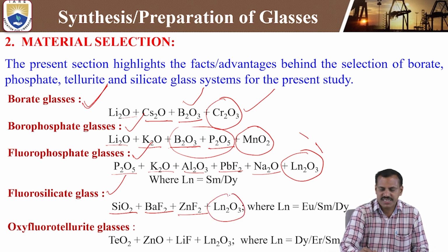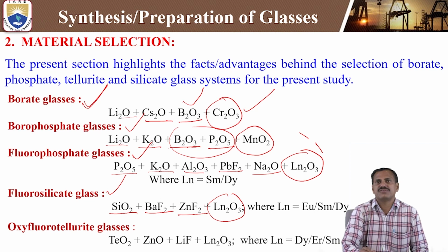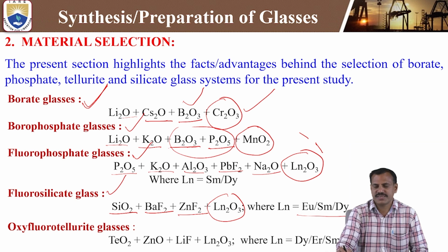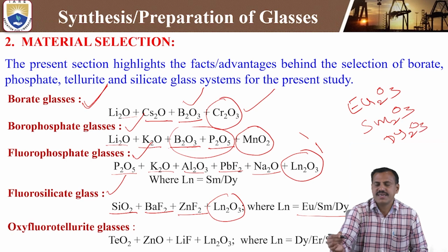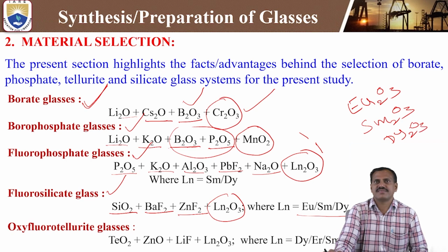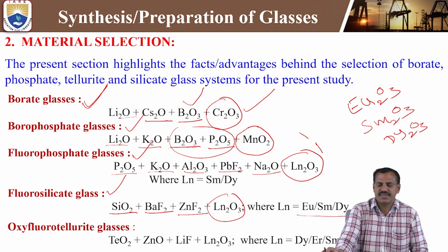In the case of fluorosilicate glasses, we take different kinds of lanthanide ions: europium oxide, Eu2O3, europium trioxide, samarium Sm2O3, and dysprosium Dy2O3. These are the lanthanide or rare earth ions. We are doping different kinds of rare earth ions in the fluorosilicate glasses. These are the fluorosilicate glass compositions.